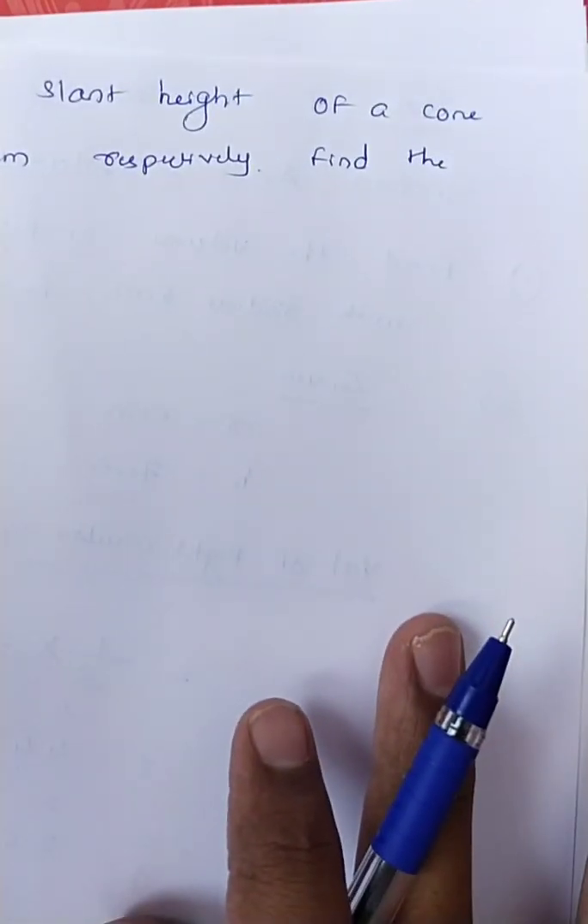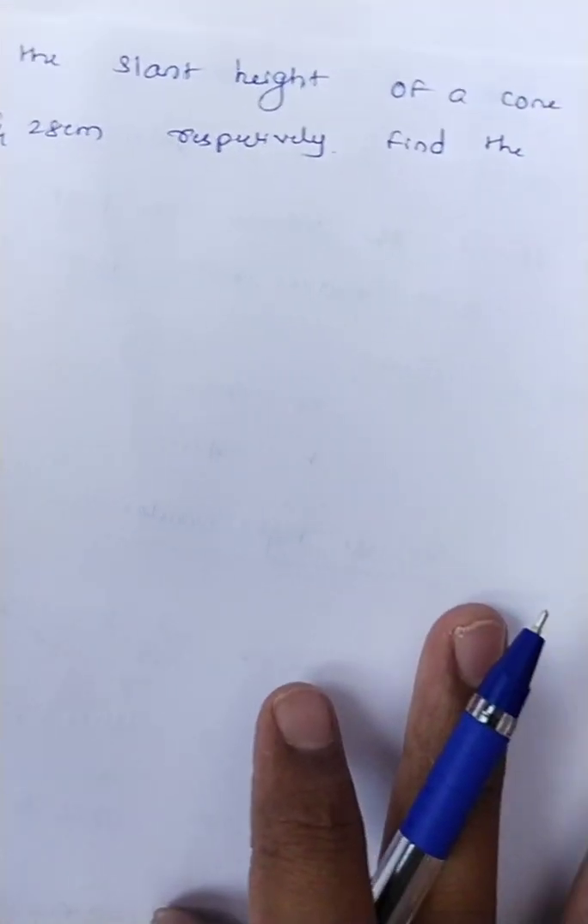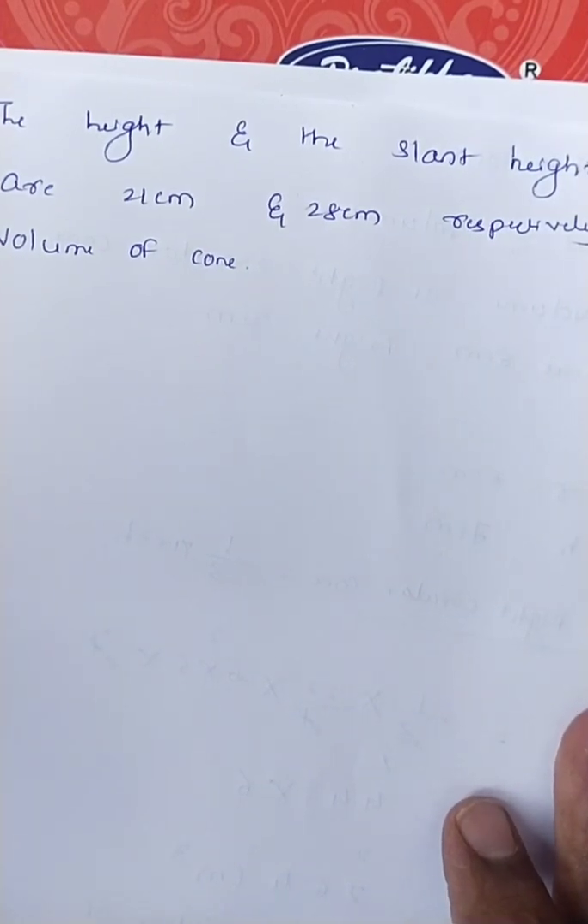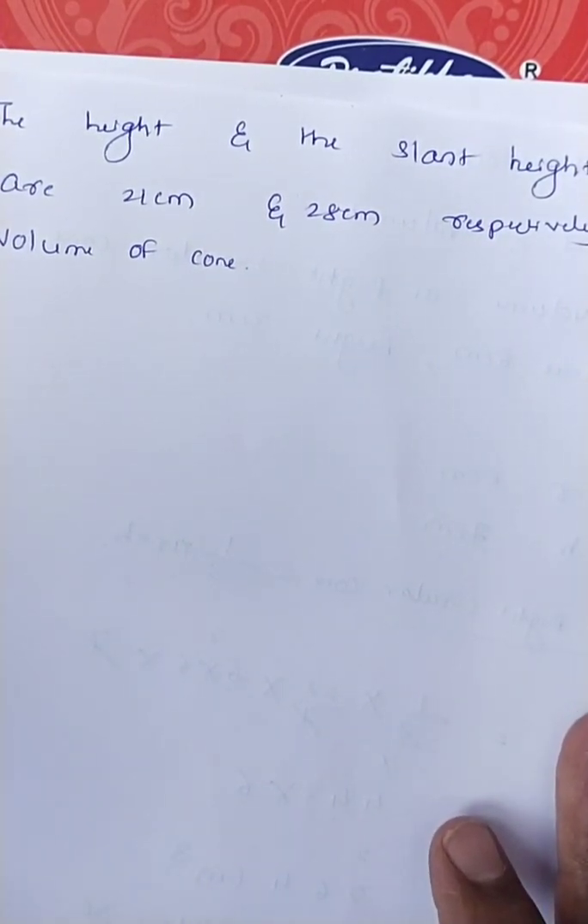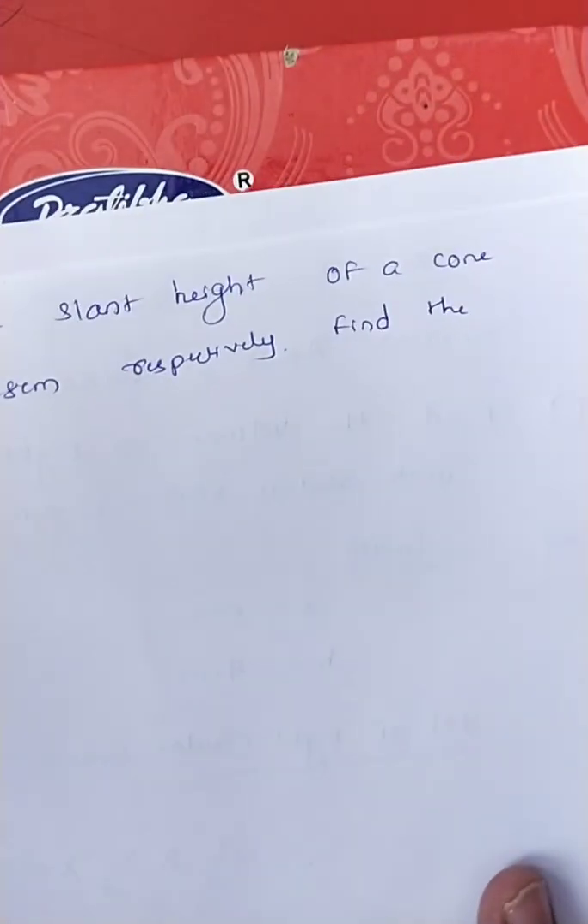The height and the slant height of a cone are 21 centimeter and 28 centimeter respectively. Find the volume of the cone.